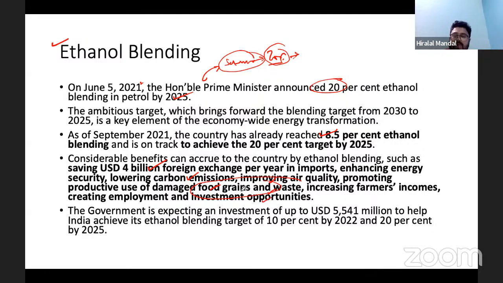At the same time, it will help in increasing farmers' income, because it has incentivized sugar producers. Sugarcane farmers can sell their residue for ethanol blending. So that is how it can help generate more income for the farmers. At the same time, it will create employment and investment opportunities as well. So the government is right on track when it comes to ethanol blending.